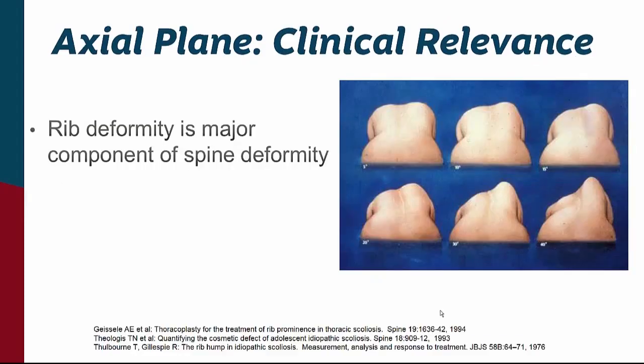The rib prominence is not directly correlated with the curvature, but there is a general correlation where with increasing curve and Cobb angle, there's increasing rotation of the vertebrae and increasing rib cage deformity, as seen in this illustration on the right.